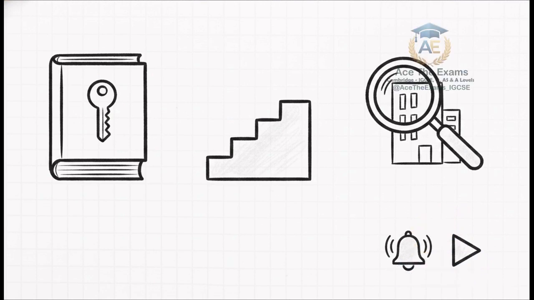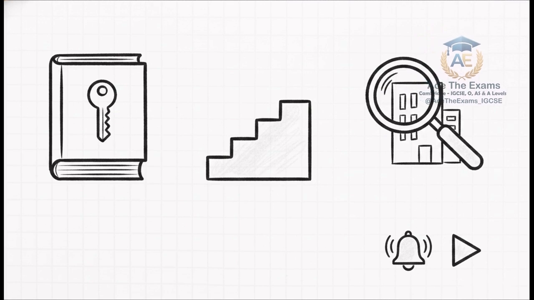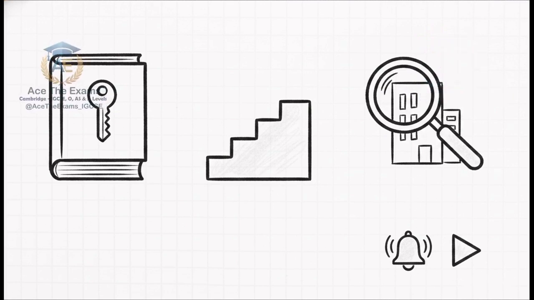Rule 1, command word and terminology decoding. Always define your core terms, like explicitly stating it's a single private key, and actively tailor the depth of your answer to the specific command word used. Rule 2, standardized 5-step execution. Use the PEAL framework, point, evidence, explanation, link, to structure every single extended response you write, so the examiner can clearly and easily see your logic.